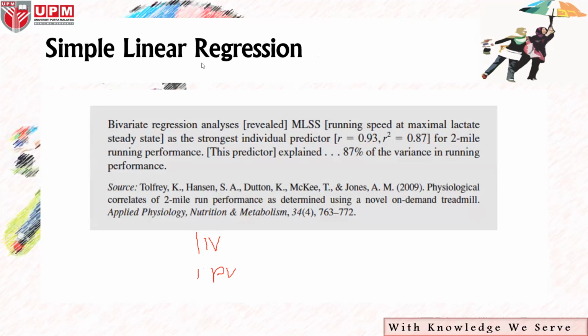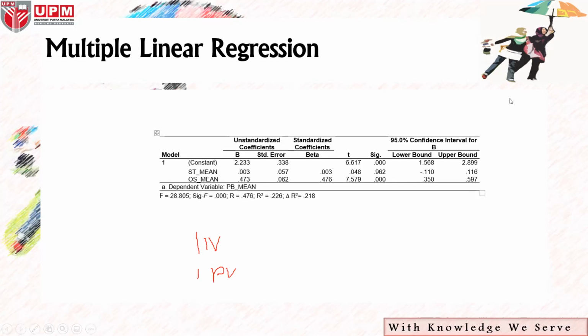Okay, meanwhile, multiple linear regression is actually the extension of simple linear regression. In multiple linear regression, the statistic is used when we have several IVs. Okay, if there is one IV and one DV, it is simple linear regression. But if the analysis involves more than one IV and then one DV, the name is multiple linear regression. Okay, it has more than one IV.